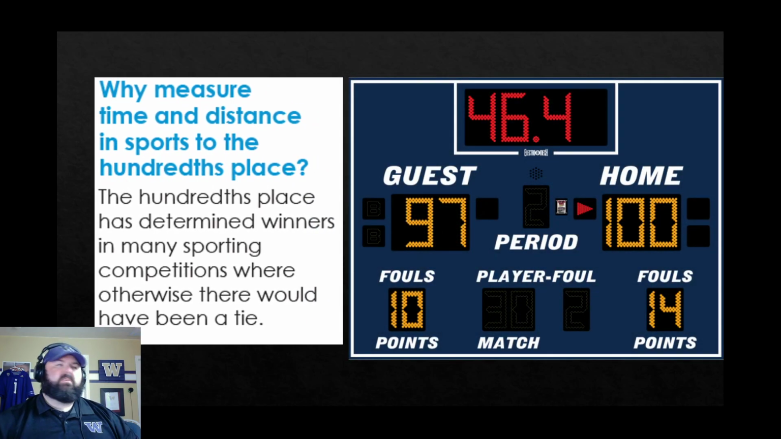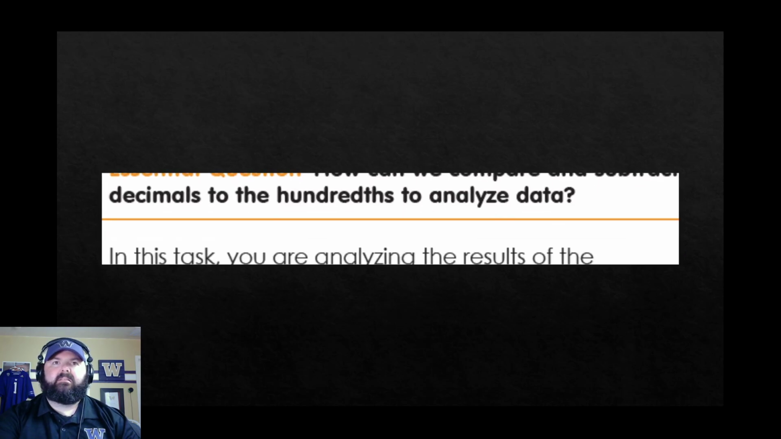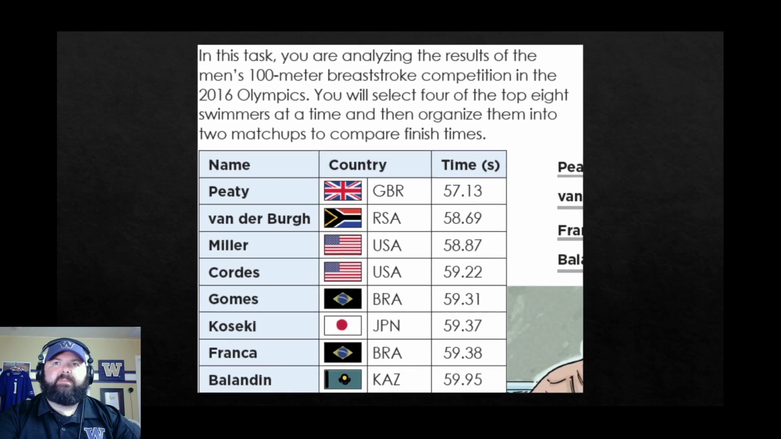So as we look at this basketball scoreboard, you can see that there's 46.4 seconds left, and it is a 3-point game. So knowing exactly how much time is crucial in this situation. Now, our essential question is, how can we compare and subtract decimals to the hundredths to analyze data? So in this task, you are analyzing the results of a men's 100-meter breaststroke competition in the 2016 Olympics. You will select 4 of the top 8 swimmers at a time and then organize them into 2 matchups to compare the finish times. Here is the data that you are going to be using.